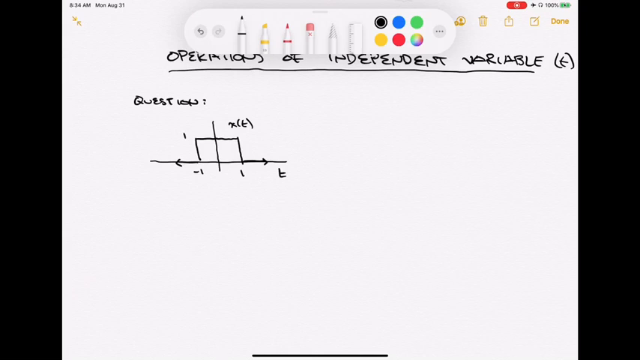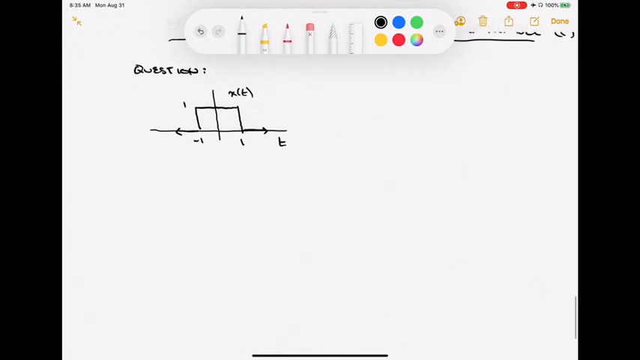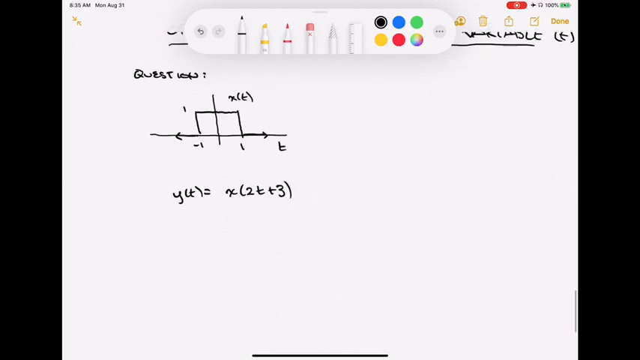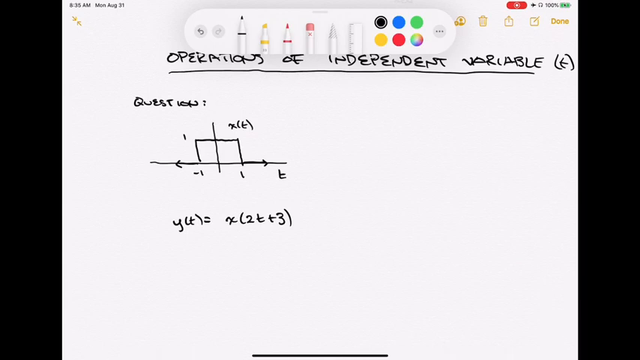So that x of t I'm going to use, and I'm going to create a new signal y of t. I'm going to let y of t be equal to x of 2t plus 3. And what I would like to do is give a couple of different options of what that y of t might look like. So one of these options, I'm going to call option A, and then I'm going to give another option later, and I'm going to call that option B.